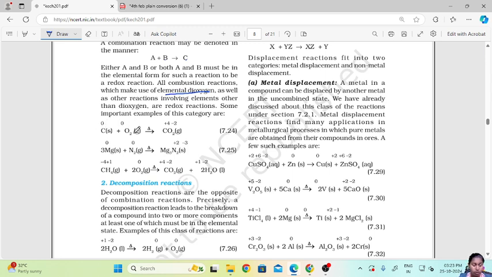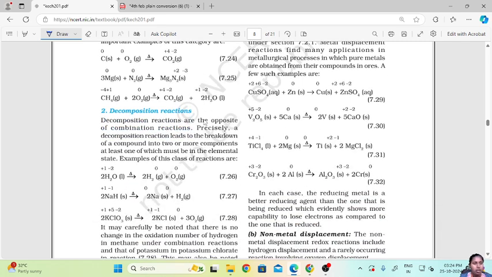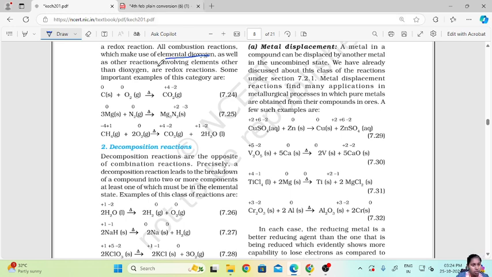carbon and oxygen. Both are present in their neutral state. After combining, they form +4 and -2 oxidation states. So these are combustion or combination reactions. Along with the reaction, these representations are also very important. You have to show from which state they are transferring to which state.